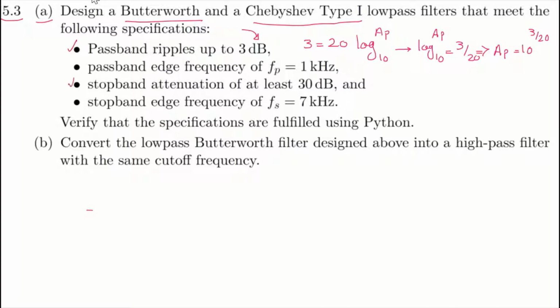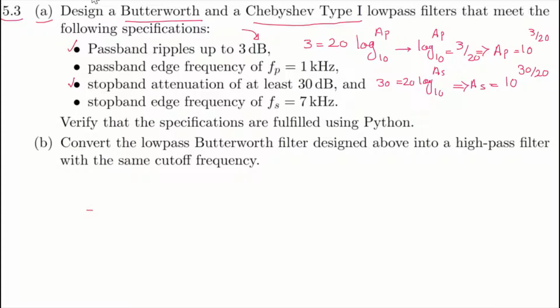We also have a stop band attenuation of at least 30 dB. We denote the stop band attenuation by AS. So here we have 30 equals 20 times log of AS to the base of 10, and we can conclude that AS equals 10 to the power of 30 over 20.